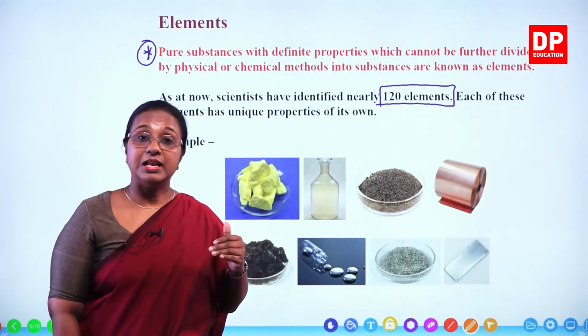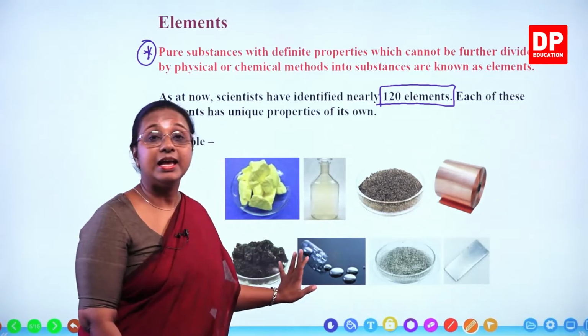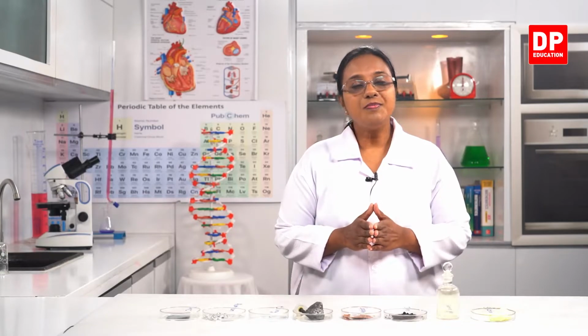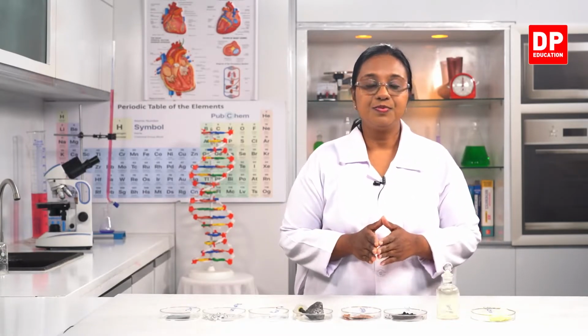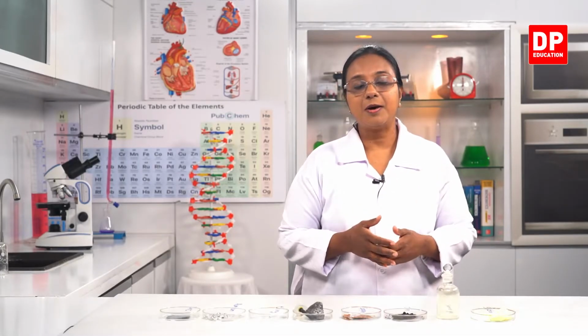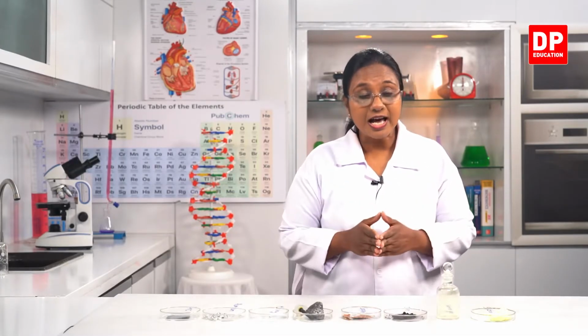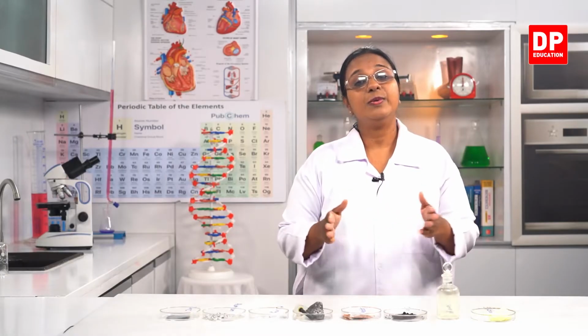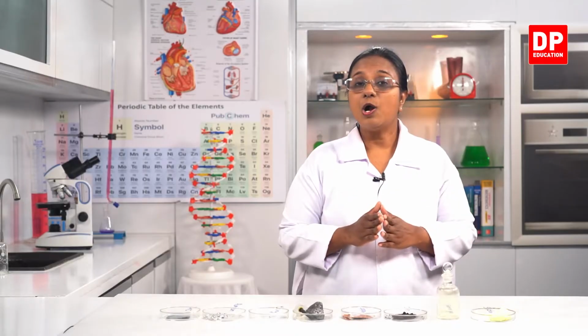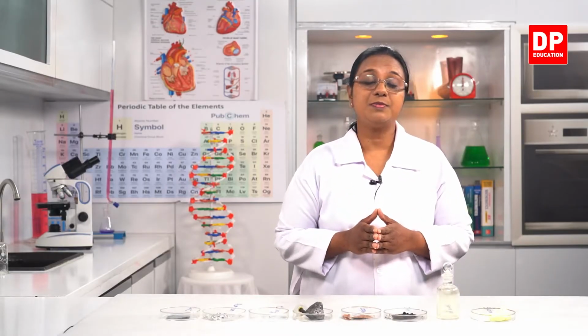Now, we will go to the lab and look at these elements. Okay, students. So, we will now observe some elements here. You all are familiar with pure substances, substances that are made up of one type of component particles with definite properties are known as pure substances. And you all know there are two types of pure substances.